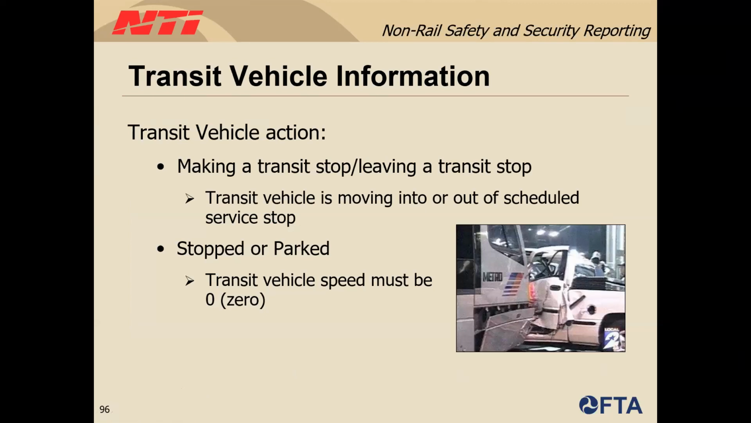Let's explore some of the transit vehicle action options. When the transit vehicle is moving into or out of a scheduled service stop, report the action as either making a transit stop or leaving a transit stop accordingly, and report the transit vehicle speed to indicate the vehicle was moving. Do not choose this option if the vehicle was not moving. If you choose the stopped or parked option, be sure to report the vehicle speed as 0. The vehicle speed must be reported even if it is 0.